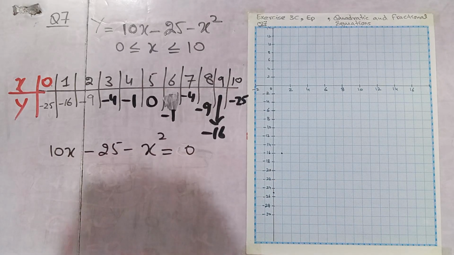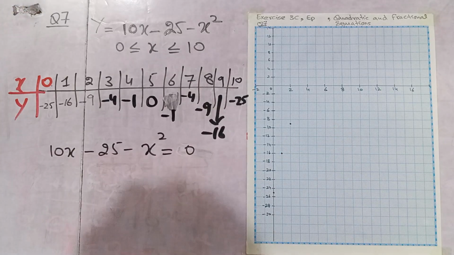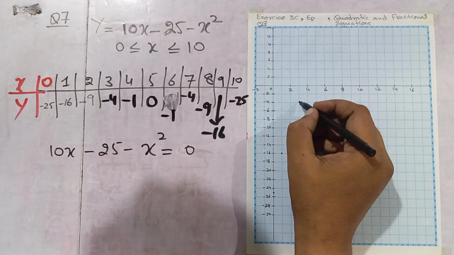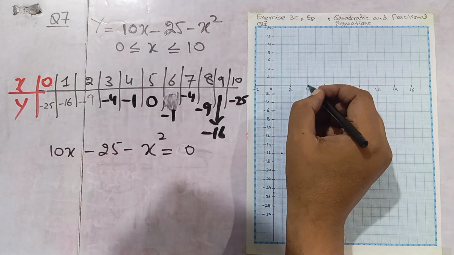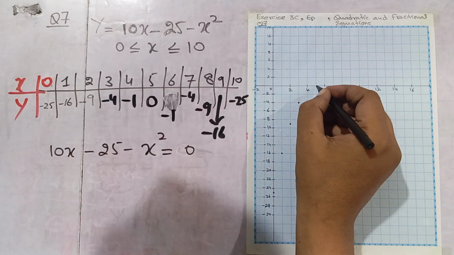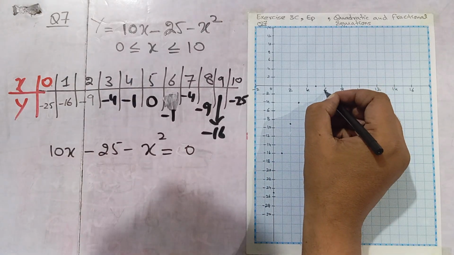At 2 it is minus 9. Minus 9 will be here. At 3, it is minus 4. Minus 4 is here. At 4, it is minus 1. Minus 1 will be here. And at 5, it is 0. And at 6, again minus 1, which will be here.